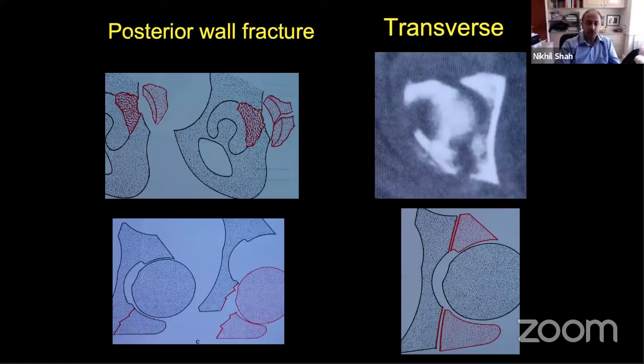So we know what a posterior wall fracture is, and we have seen what a transverse fracture is. In a posterior wall fracture, on the left of the screen, your columns are intact. Your hip may or may not be dislocated. You may have one big fragment or multiple small pieces and marginal impaction. On the right of the screen, we know what a transverse fracture is, where the fracture line goes through the anterior and the posterior column, but the ischiopubic fragment stays as one piece.